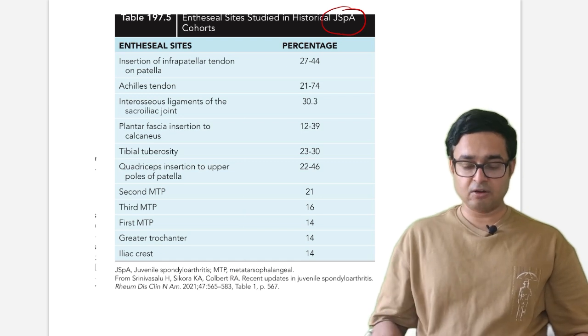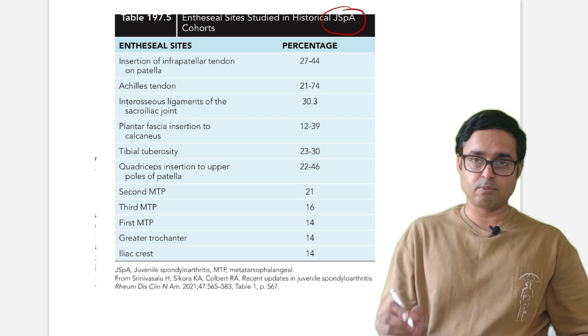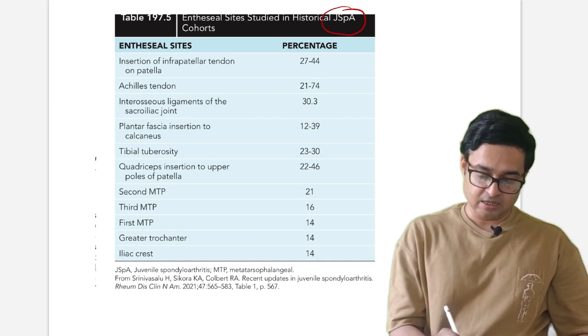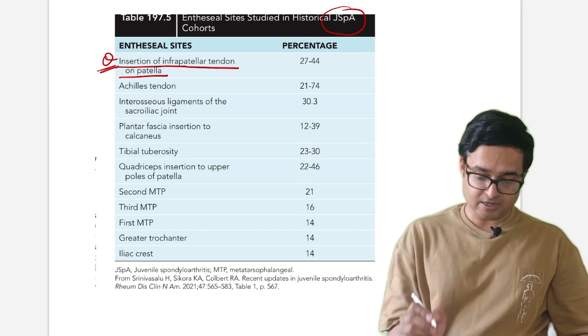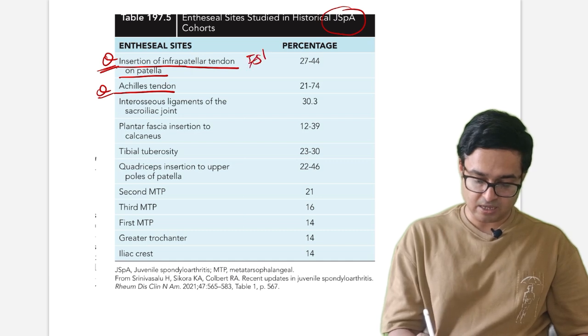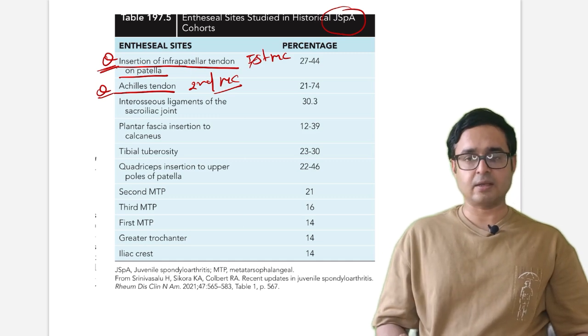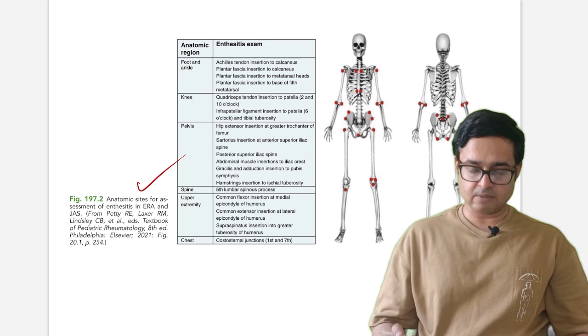Again, the one-liner question was there: which part is most commonly involved in this? This is the insertion of the infrapatellar tendon of the patella. Caution. The second most common part they have asked is also the Achilles tendon. So this is first most common and second most common. Okay, so two things they have asked in the exam: first most common, second most common. This figure shows the same. Just go through this figure.